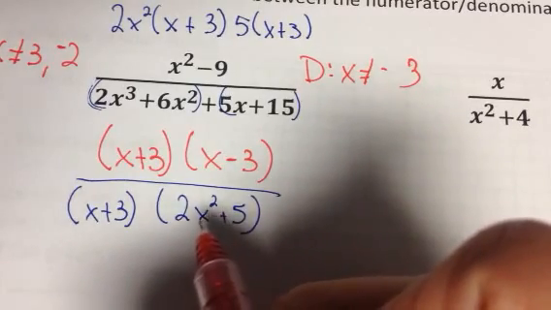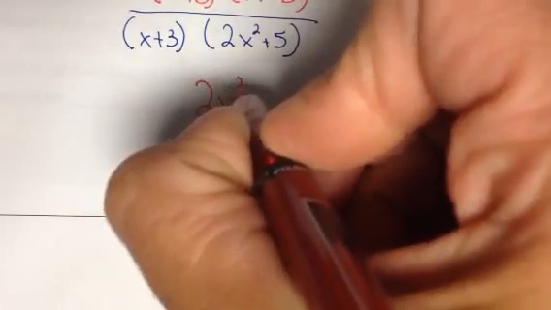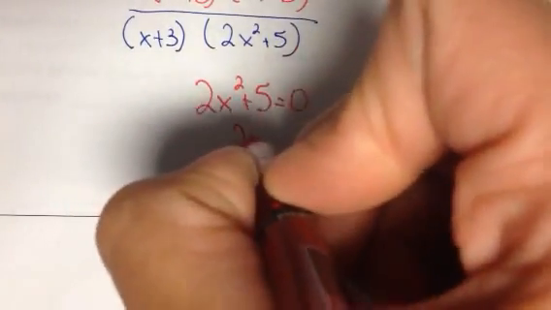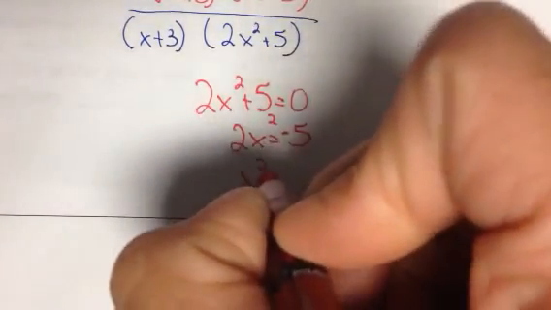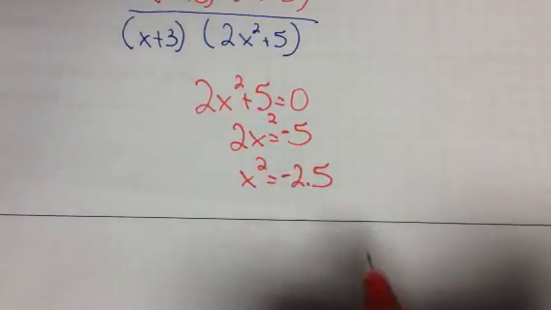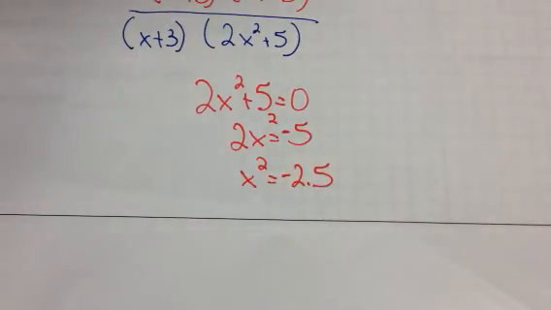So remember, if you don't know what makes it 0, find a spot, set it equal to 0, and get x by itself. Subtract 5, divide by 2, and then try to take the square root. And as it turns out, you can't take the square root of -2.5. You can, but we get an error message or it's an imaginary number.